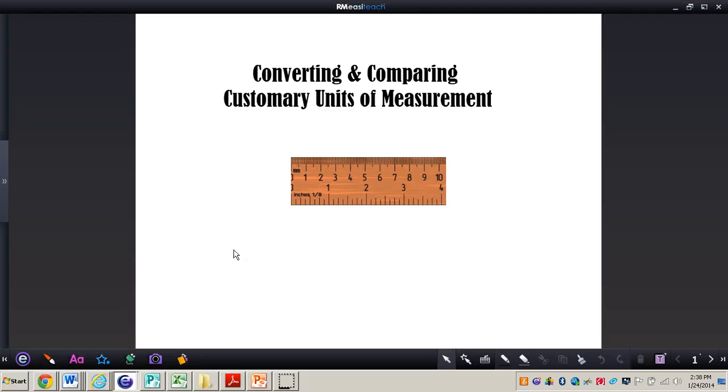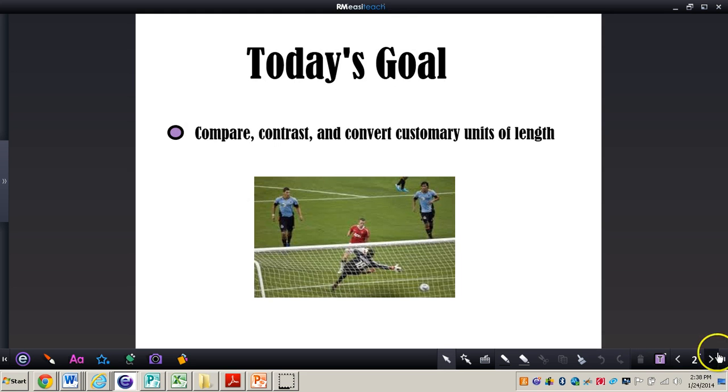In this video, we're going to be taking a look at converting and comparing customary units of measurement. Today's goal: by the end of this video, I want you to be able to compare, contrast, and also convert any type of customary units of length.